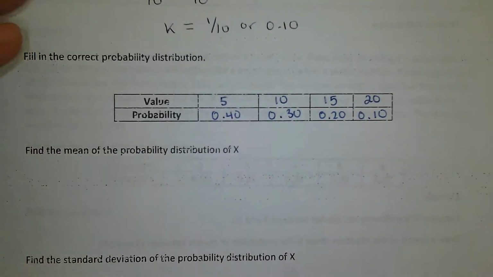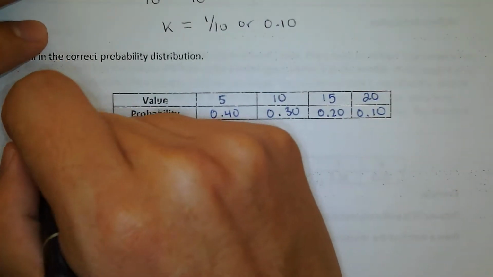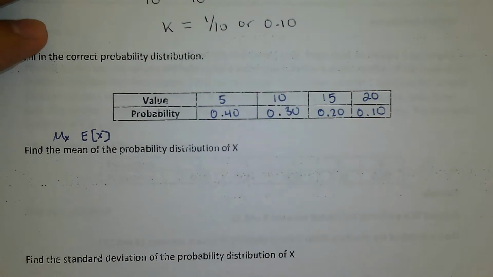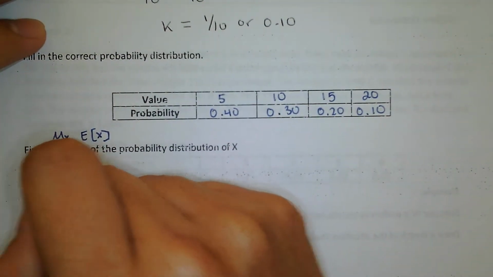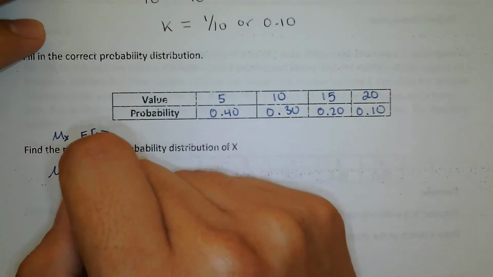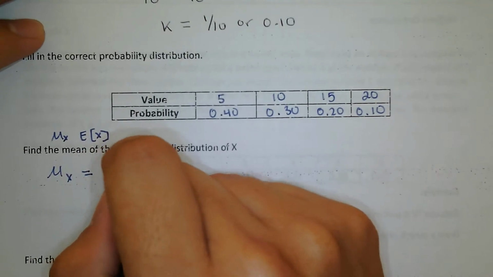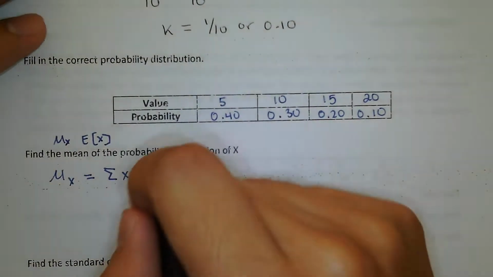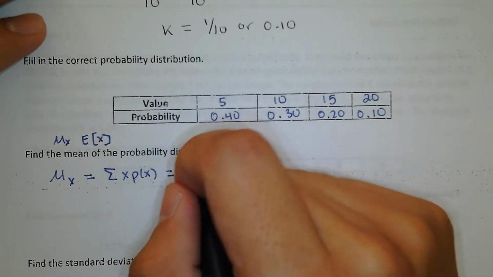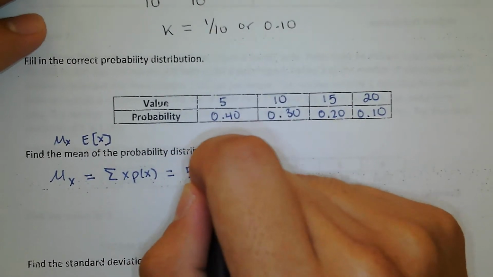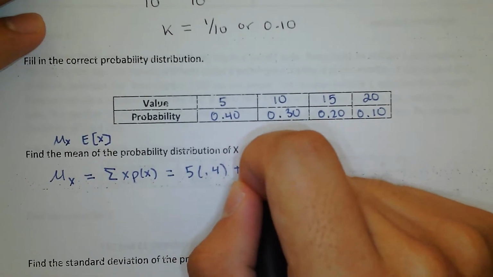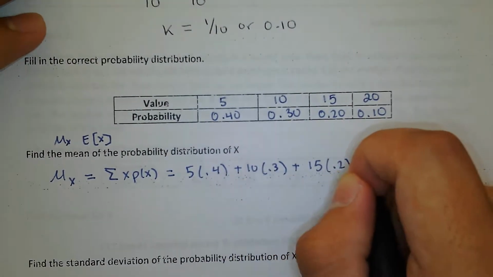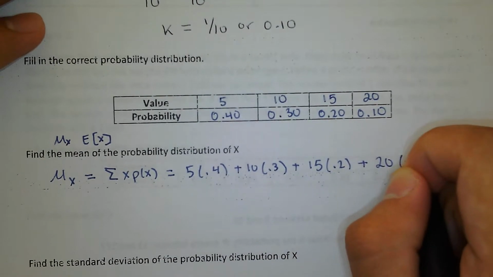Now, like we said, in order to find the mean, which is either mu of x or E of x, either notation doesn't matter, I'm going to say mu of x here. We use the following formula: x multiplied by its relative probability. So now I'm going to sub in what I know. The first x is 5 times 0.4. The second x is 10 times 0.3. The third x is 15 times 0.2. And the last x is 20 times 0.10.